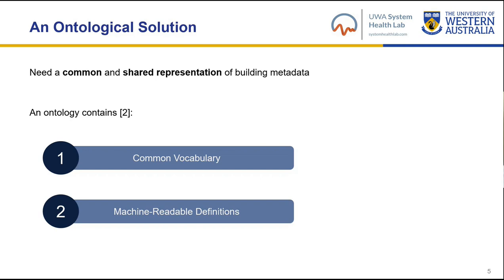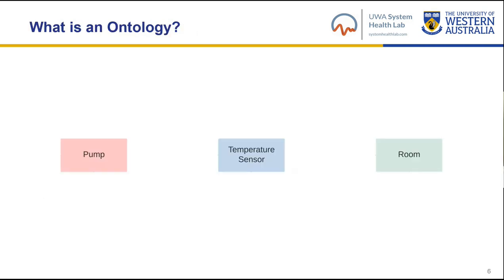In the building industry, ontologies have been used for this purpose. An ontology is a model that defines a common vocabulary for a group of people needing to share representations about a domain. It includes machine-readable definitions of concepts and the relationships between them. Such a model would provide semantic descriptions of all the things in a building: equipment, like a pump, points, such as sensors, locations, such as rooms.